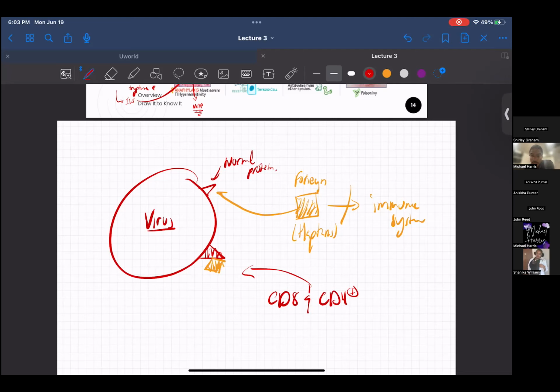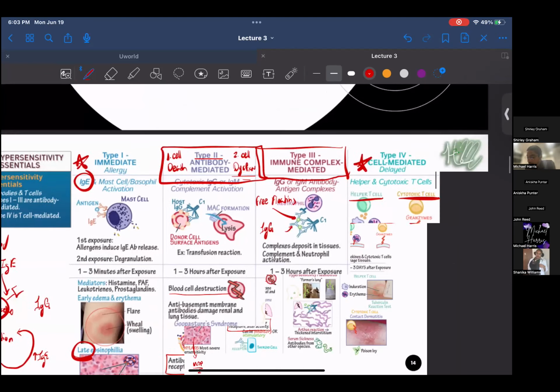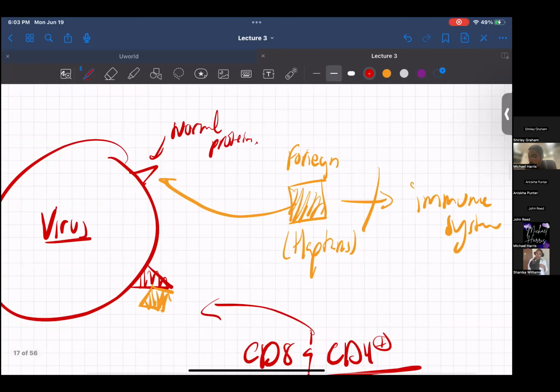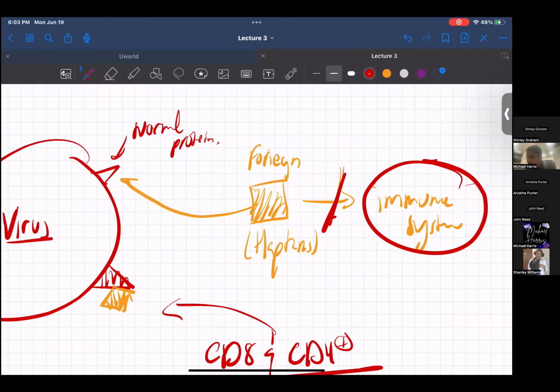Okay? So as a result, you get various things like blisters and vesicles that I'll talk to you about in a bit. But this is why you get a CD8, CD4 response versus an antibody response up here. Here, it's too small for it to activate the immune system, which is why you do not produce antibodies.